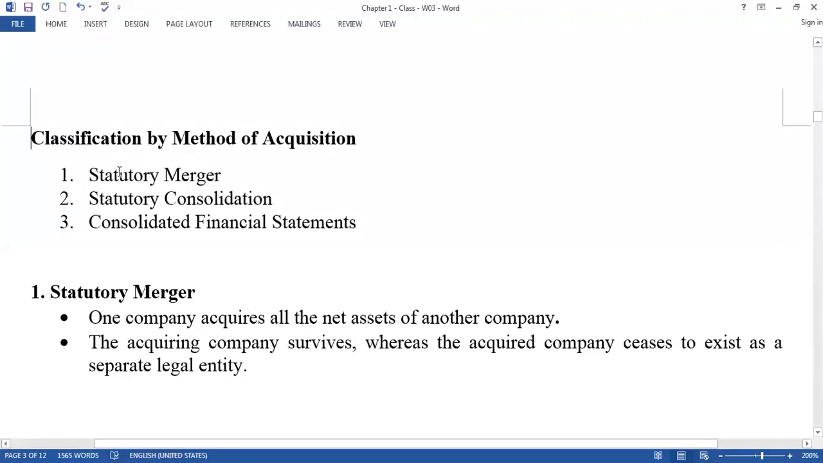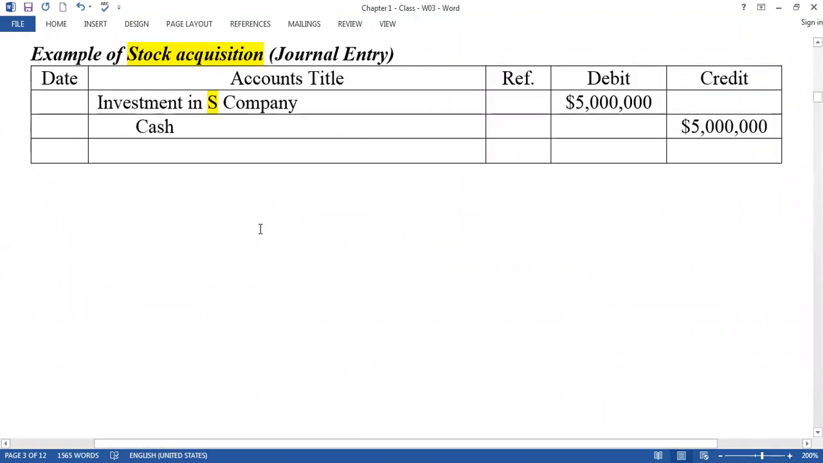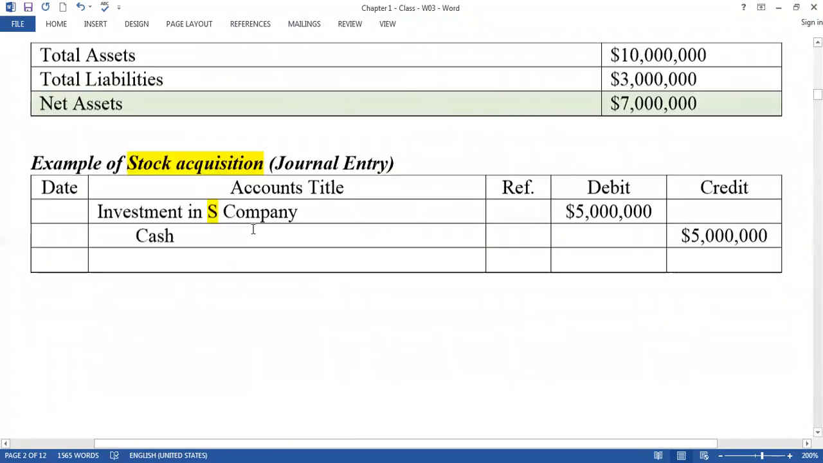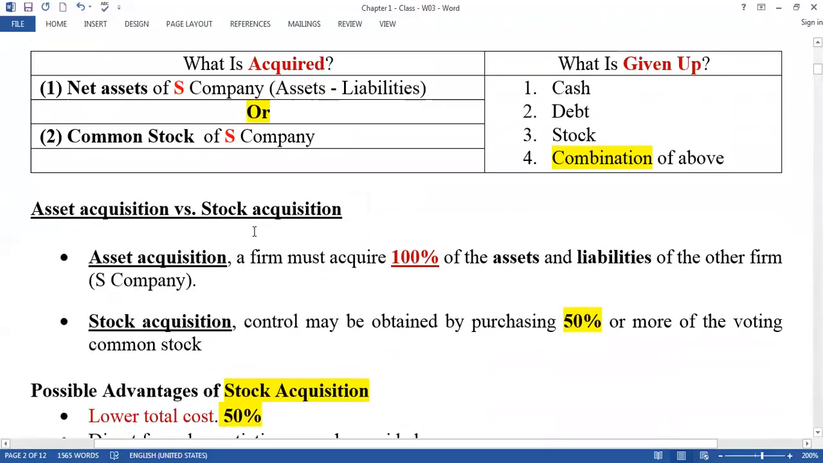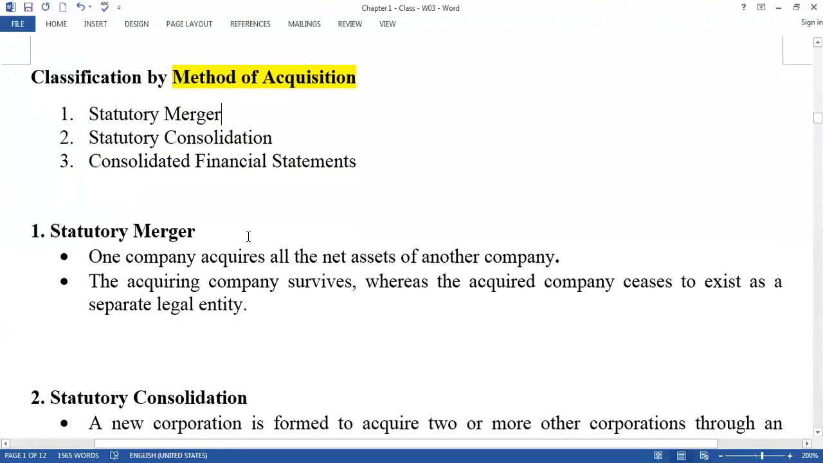You can see that the title is Classification by Method of Acquisition. So now we are going to learn some methods of acquisition. Before we learn the types of acquisition, here we learn types of acquisition. We have a statutory merger, then we have a statutory consolidation and consolidated financial statement.